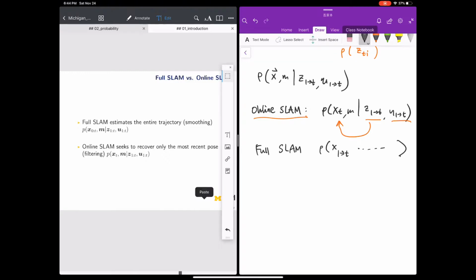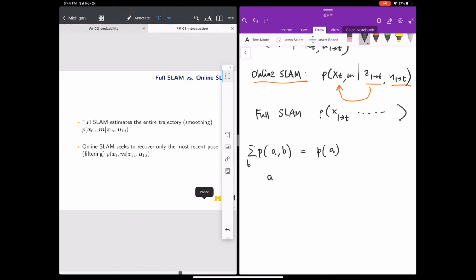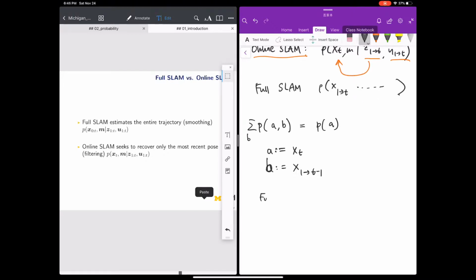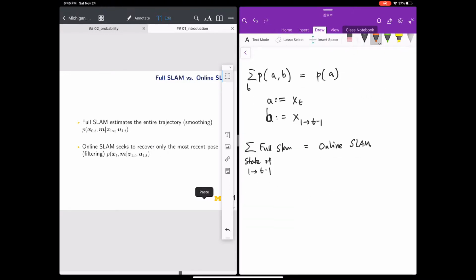So if you think about that, we know that A and B's joint probability distribution, if you sum it over all the possible scenarios of B, then you would get the marginal distribution of A. So if you let A be xt and B be x 1 to t minus 1, then the full SLAM summed over all the states of 1 to t minus 1 would be the online SLAM. And this process is called marginalization.